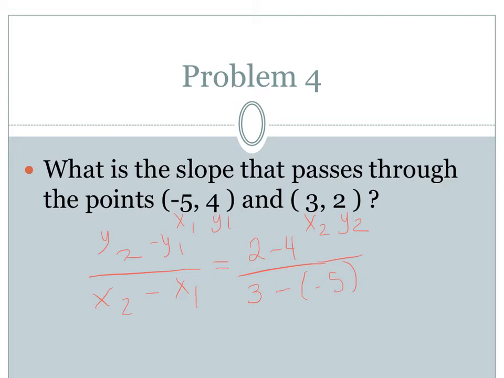Okay, so now I have 2 minus 4 equals negative 2 over 8. And when you put it in your calculator, you should get a negative 1/4. And that's how you find slope. If you did not get a negative 1/4 and you got a different answer, it more likely is because it's something you typed in wrong.